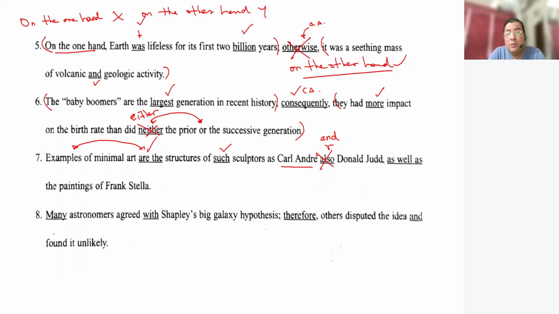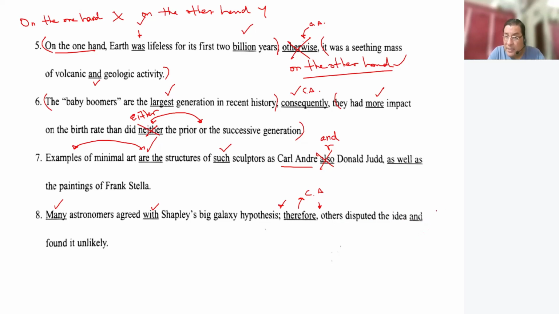Number 8. Many astronomers agreed with Shapley's big galaxy hypothesis. Therefore, others disputed the idea and found it unlikely. Many astronomers looks fine, agreed with looks fine, the preposition is correctly placed to indicate the indirect object of the verb to agree. And it says, therefore, it looks like this is a conjunctive adverb. Notice the syntax. Prior to it, there is a semicolon. After it is a comma. But what about the logical appropriateness of this expression? Take a look at the second idea. Others disputed the idea and found it unlikely.